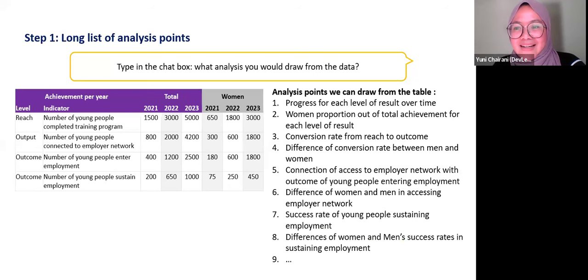The other, different analysis is the success rate of young people sustaining employment. So we are focusing on the long term. And we can also add the difference of women and men in success rate in sustaining employment. Maybe it's different. Maybe you have qualitative insight about it. Okay. For the sake of today's exercise, I want to focus on this point. So I want to show you the connection of access to employer with the outcome, and then the difference of women and men in accessing the network.